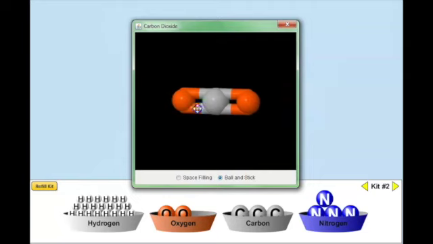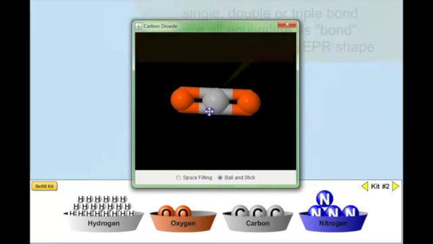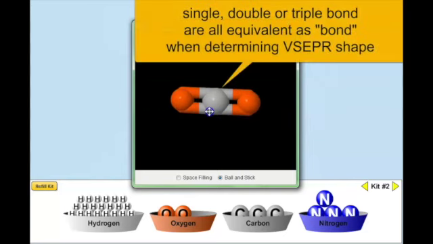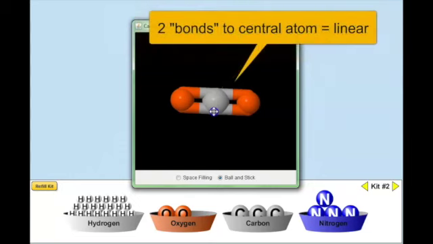So let me hold this. This is a linear shape where all those atoms, the 3 atoms, are in one line. And this is a double bond on either side of the carbon. And there are 2 double bonds, but the double bond, just like we saw before, isn't going in 2 different directions. It is a bond. So this is a central atom with 2 bonds. And that is the definition of the linear shape.